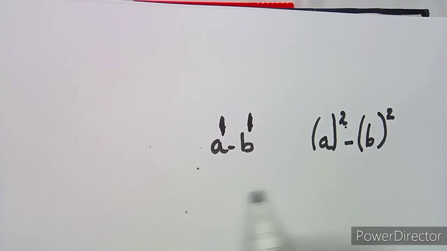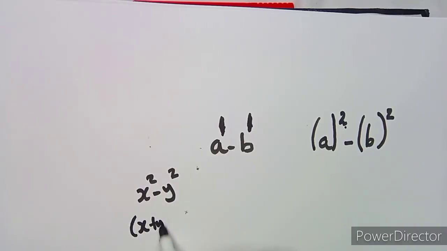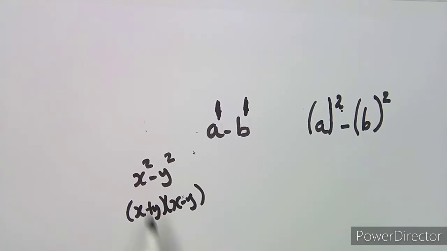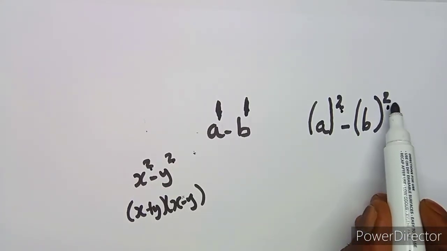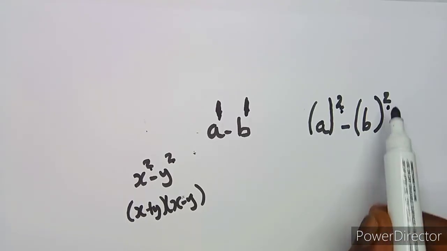guys, what you need is to achieve this x squared minus y squared from a difference of two squares. You know that it gives you x plus y into x minus y, like this. Okay, so this is what we need to have it in terms of squared. That is why I have to put this squared here, so that it gives us a difference of two squares.